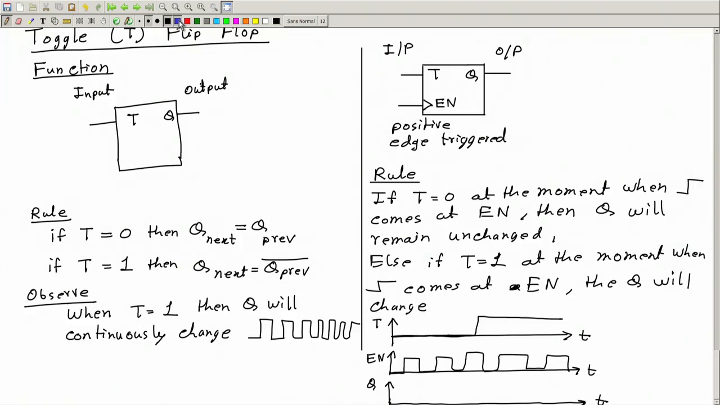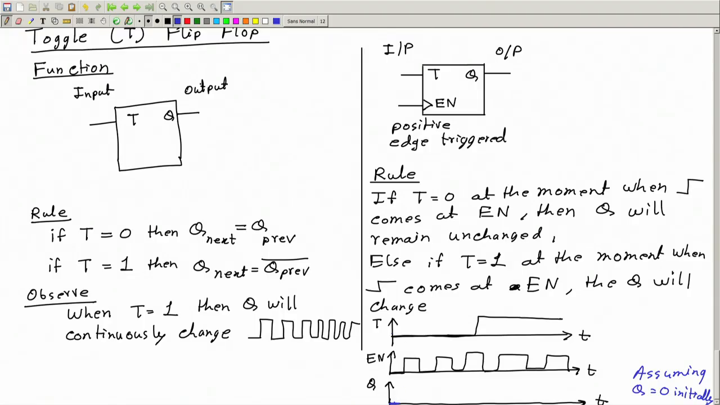Say I'm assuming that Q is initially 0. So here at this moment it is 0. So assuming Q equal to 0 initially, then at this moment it is 0.